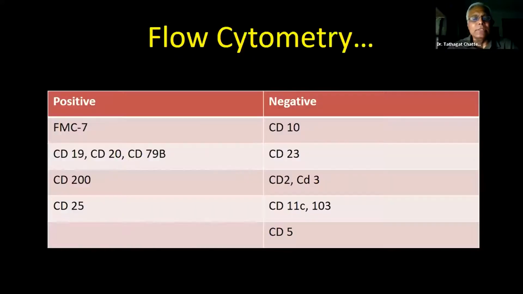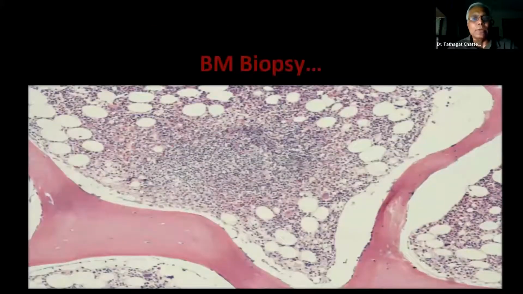So what are we dealing with? The positives: FMC7, 19, 20, 79B, 200, 25. The negatives: 10, 23, 2, 3, 11C, 103, 5. What's your diagnosis? We did a bone marrow biopsy.